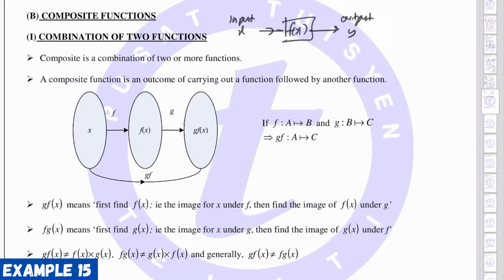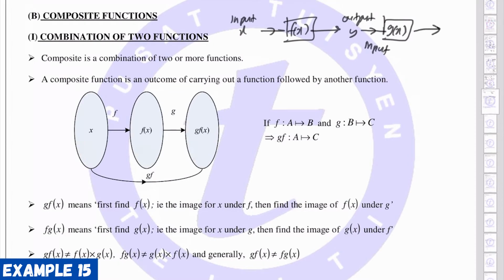But what if I connect this machine f(x) to another machine, let's say g(x)? The output from the first machine f(x), which is y, is now inserted as an input for the function g(x). Now this g(x) will give us another output, and we can call it whatever, z if you like. So now we have two connected machines. The function that happens first is f, the function that happens later is g.